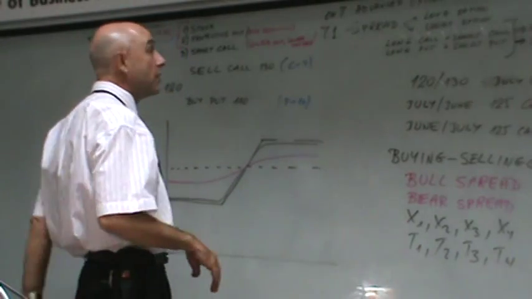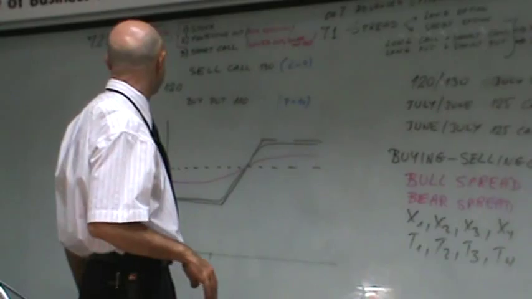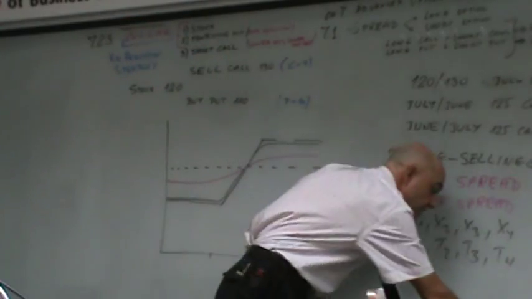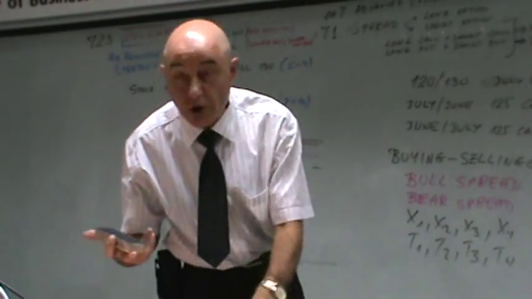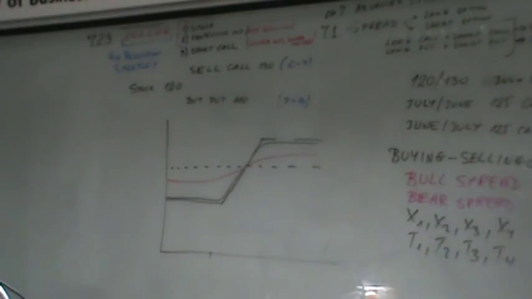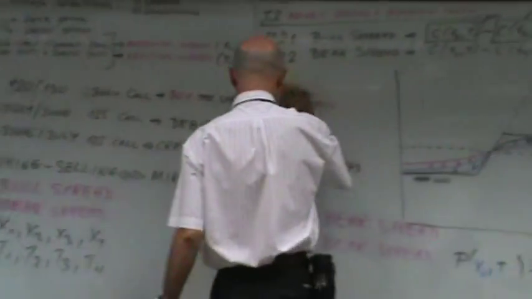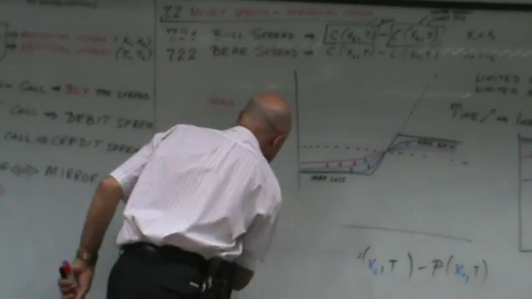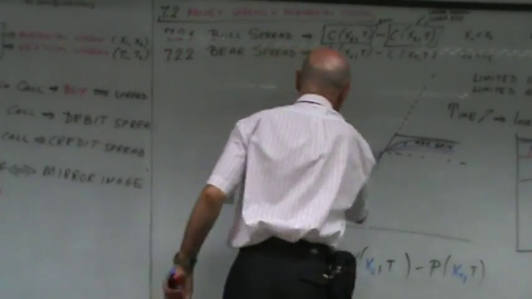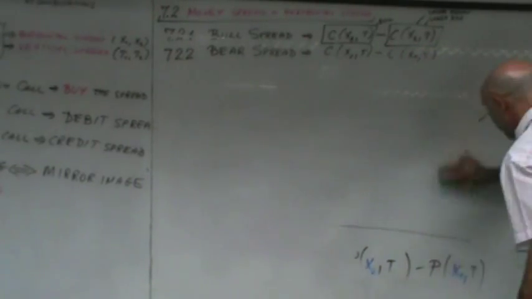Next one. I'm running out of board. Let's see how I'm gonna do this. Well, I gotta start cleaning up the mess. The last one is called butterfly spread. Okay, 7-2-2. Let's see, what is a butterfly?